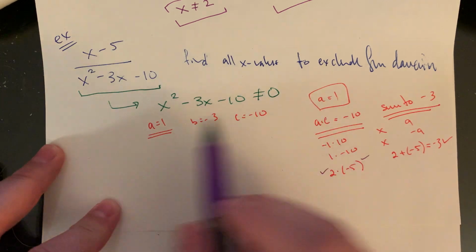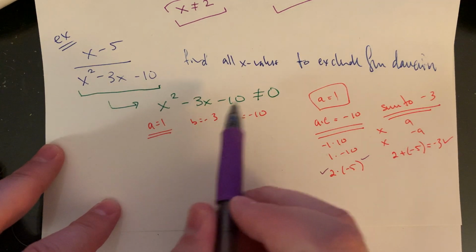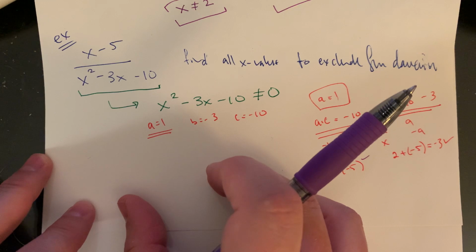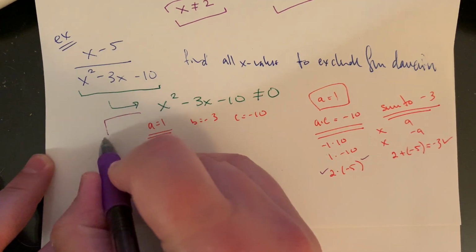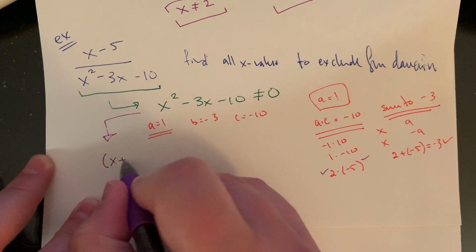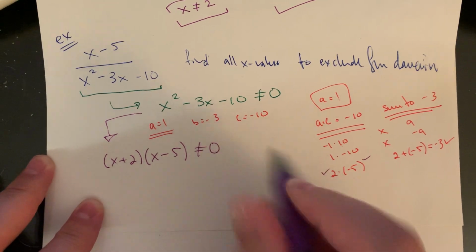When your A value is 1, where it's 1x squared plus or minus something times x plus or minus some other number, rather than expand it and then do factoring by grouping, we can instead just jump right to the factored version. So this is going to factor based exclusively on the 2 and the minus 5. This becomes x plus 2 times x minus 5, and that is not equal to 0.